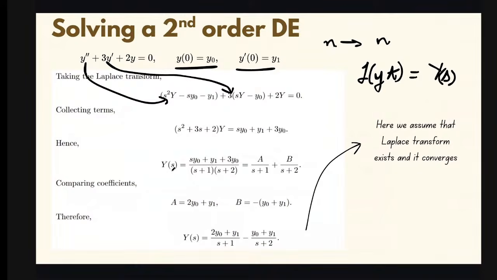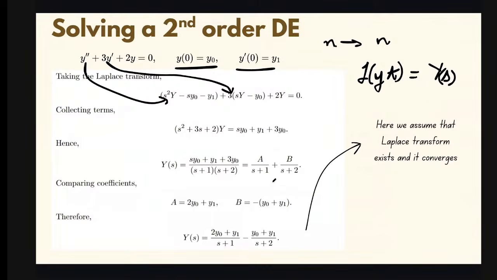So what is y of s? Y of s can be written as s times y naught plus y1 plus 3y naught divided by s plus 1 by s plus 2. Now, this also can be written as a by s plus 1 plus b by s plus 2.